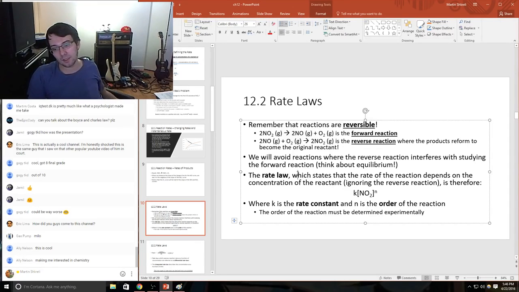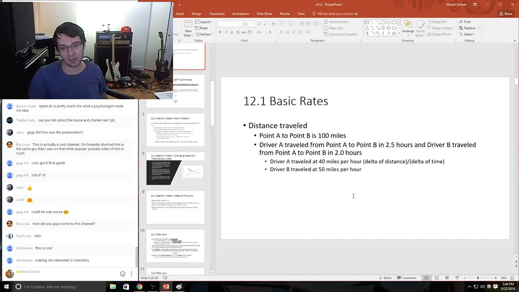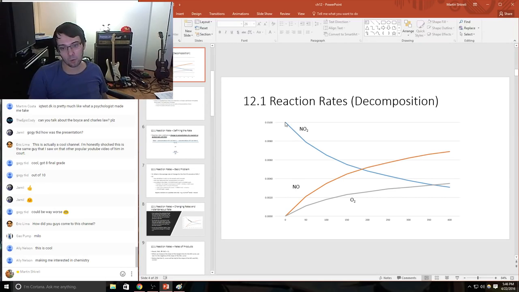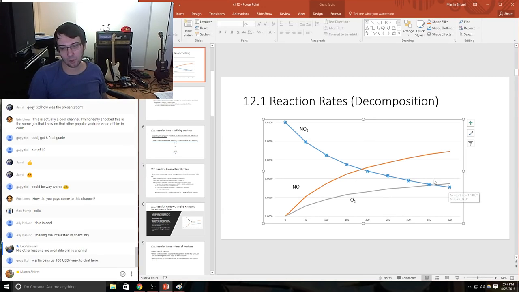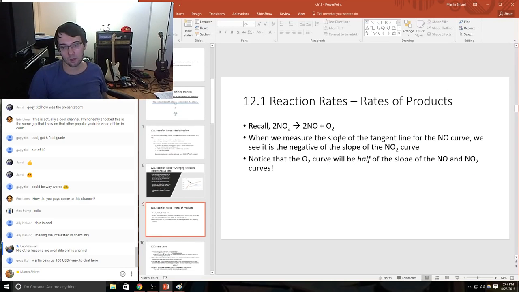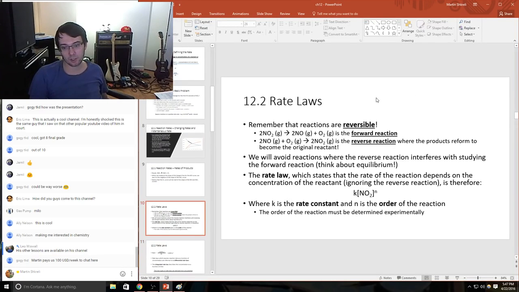So the rate law is the rate of the reaction. And the rate of the reaction depends on the concentration of the reactant. If you think about that, the more concentration there is of the reactant, the faster it'll decompose, in this case, the faster it'll react. And the less there is, the slower it will react or decompose. And so reaction rates depend on concentration.